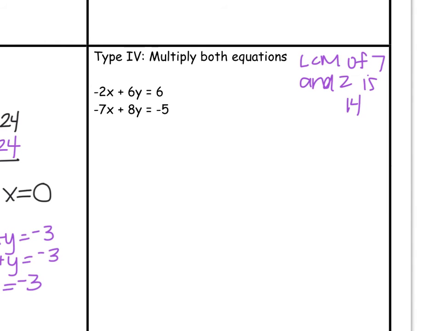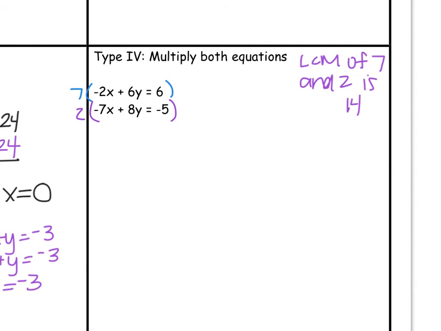So how can I change this to 14? And how can I change this to 14? Well, I can multiply that times 7, and I can multiply that times 2. So that's what we're going to do. The first equation, we're going to multiply times 7, and the second equation, we're going to multiply times 2.